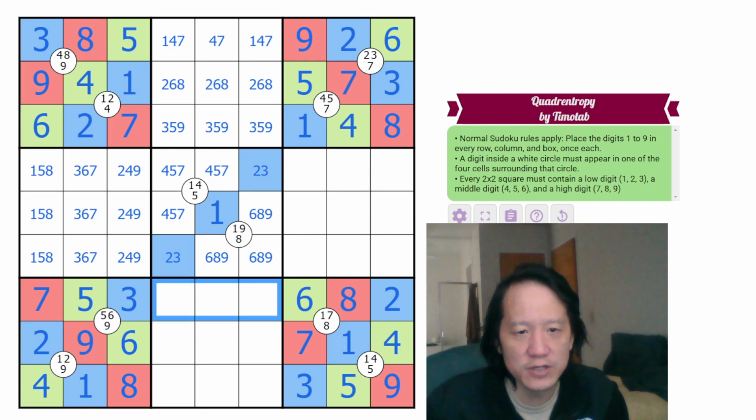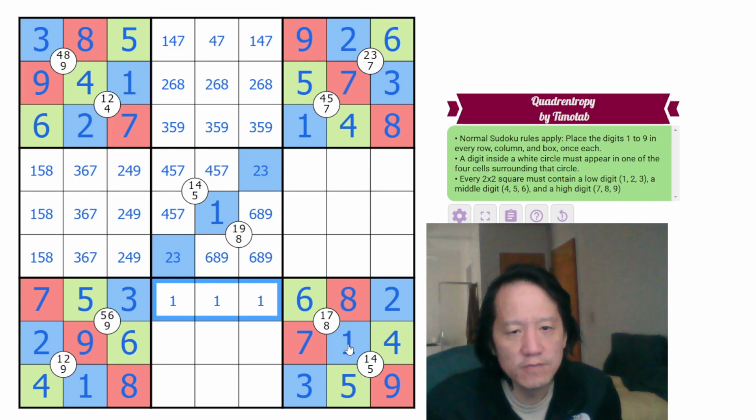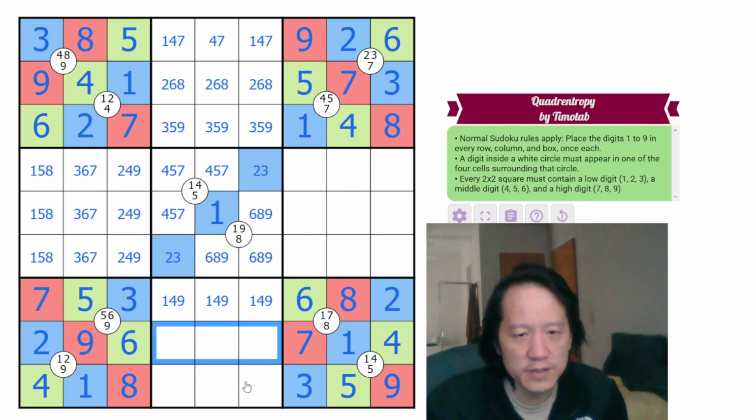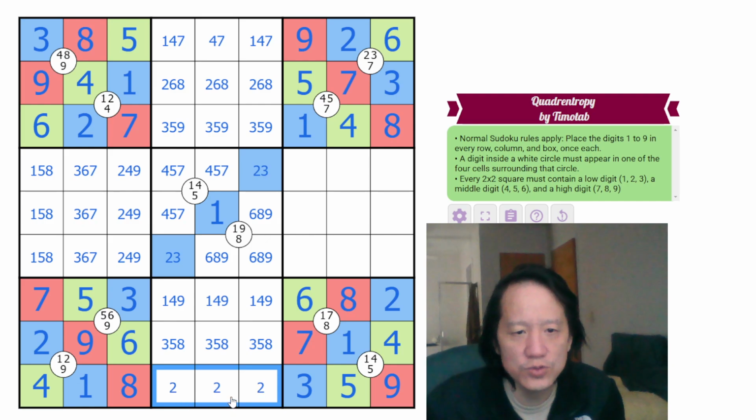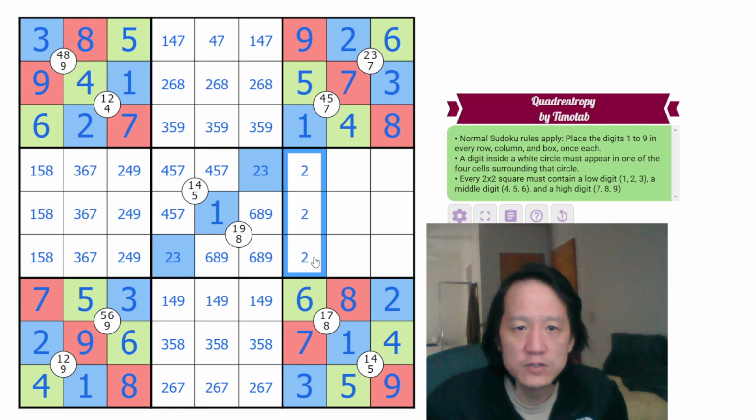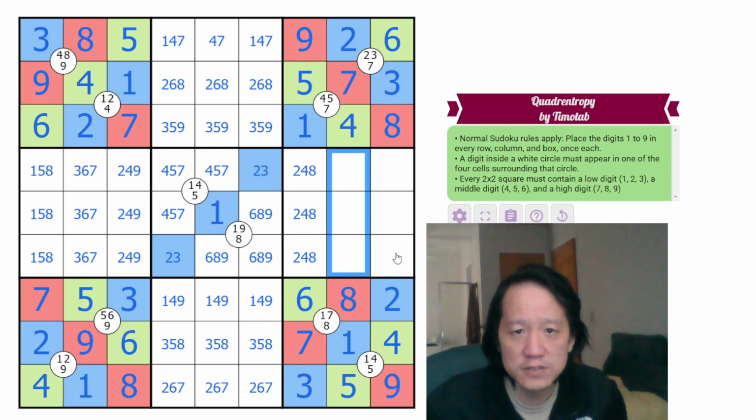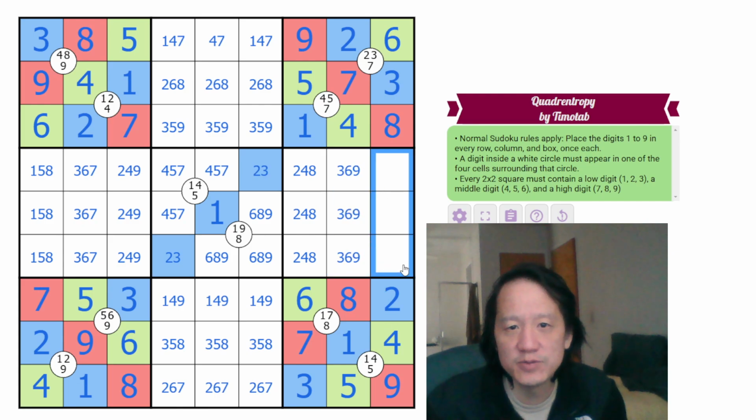This is what? 1, 4, and 9. This has to be 3, 5, and 8. And this is 2, 6, 7. This must be 2, 4, and 8. This is 1. No, it's not 1. It's 3, 6, and 9. And this has to be 1, 5, and 7.